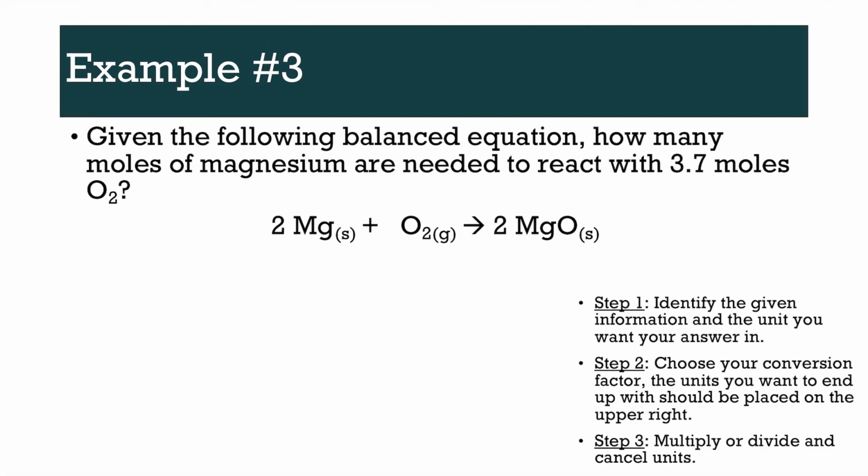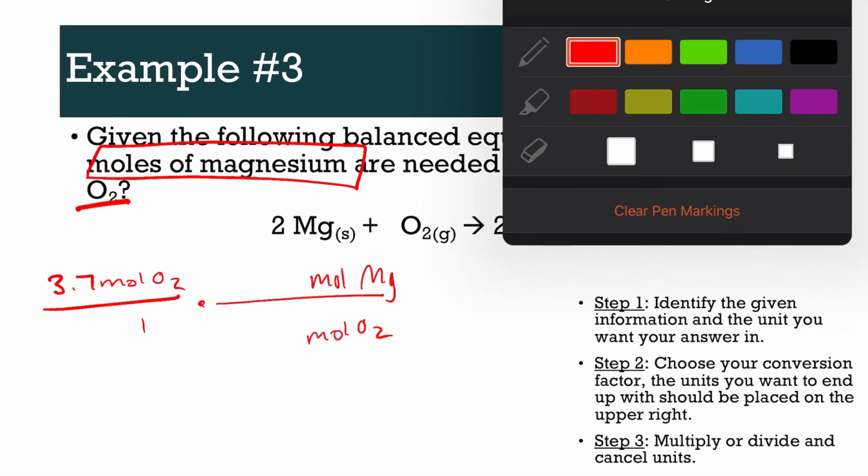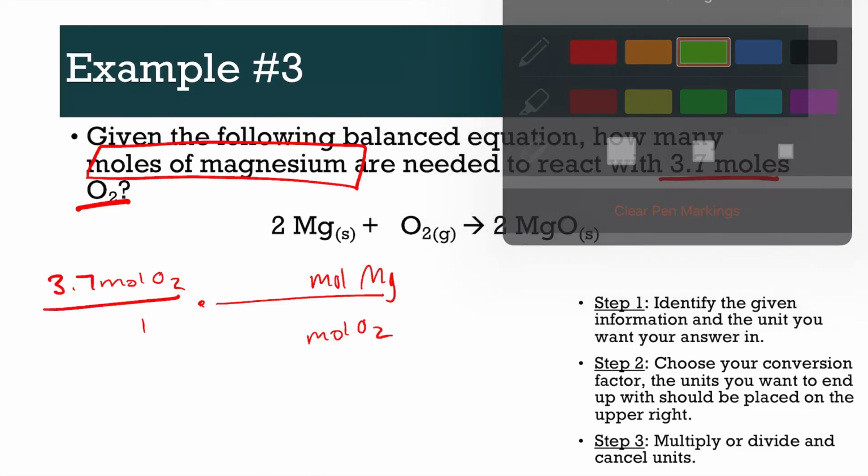Given the following balanced equation, how many moles of magnesium are needed to react with 3.7 moles of O2? So our given is 3.7 moles of O2. Put your given over 1. You want moles of O2 to go away, so moles of O2 goes on the bottom. And it's looking for moles of magnesium, moles of Mg. So there is your setup. And now let's add these coefficients.